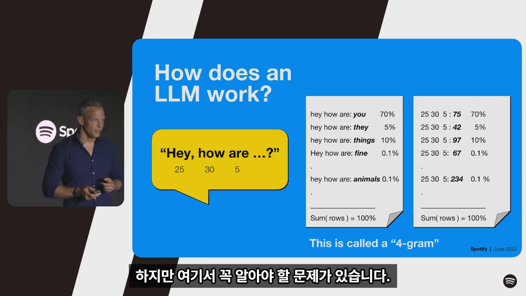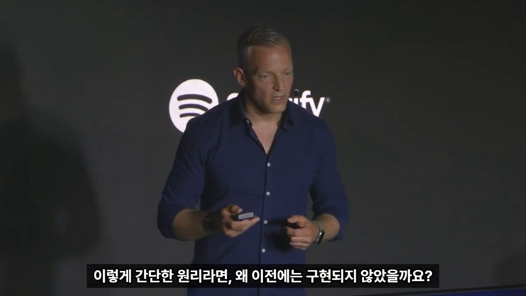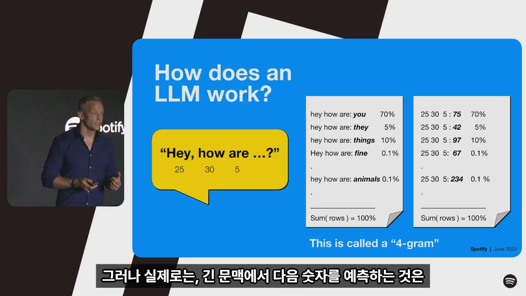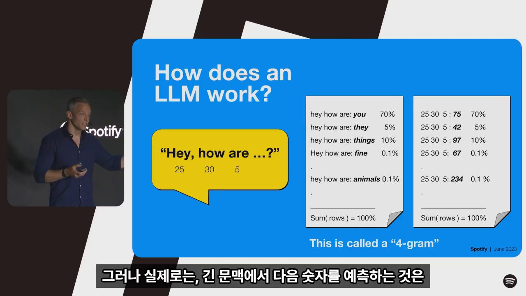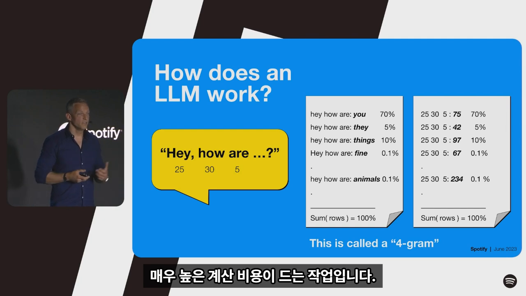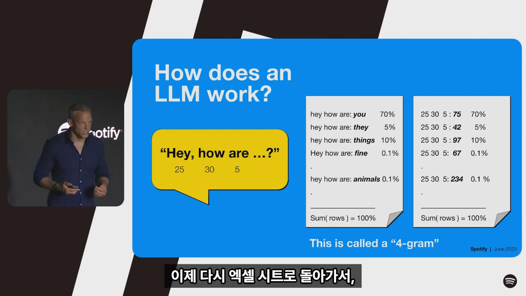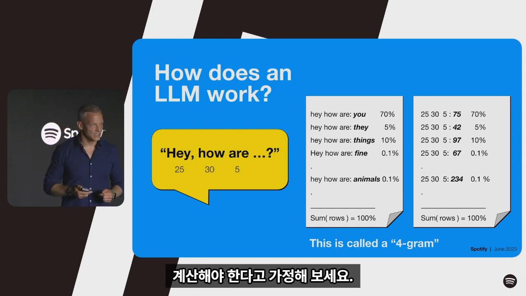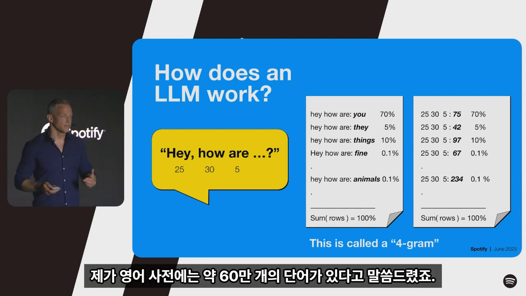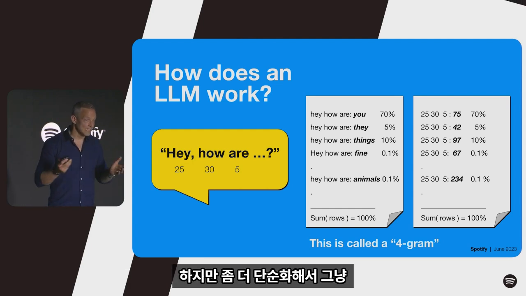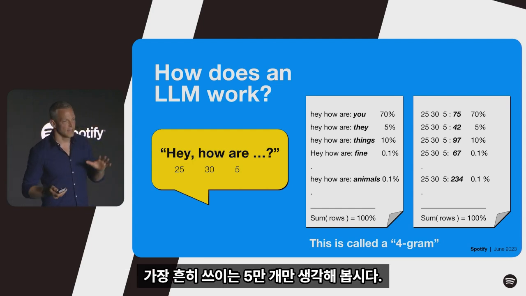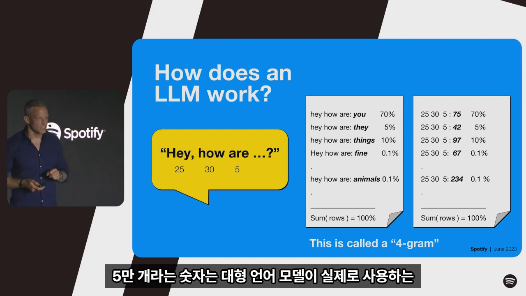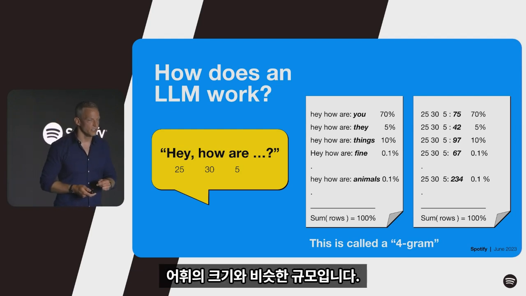But there is a problem here that you should understand. Why hasn't this happened before if it's so simple? Well, even though it's simple in theory, it's quote-unquote just statistics, just guessing the next number, it turns out that guessing the next numbers for long combinations of context for many words is very computationally intensive. So if we go back to your Excel sheet, where for every word, you have a percentage on how likely every other word in the dictionary is. Now, I said there were about 600,000 words in the English dictionary, but let's simplify it and take the most popular 50,000, because 50,000 is roughly the size of a vocabulary that a large language model actually uses.